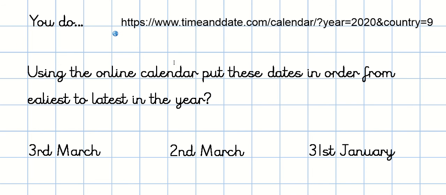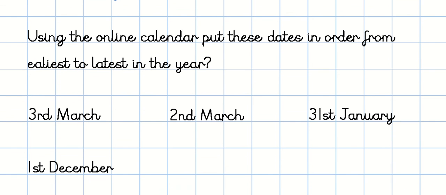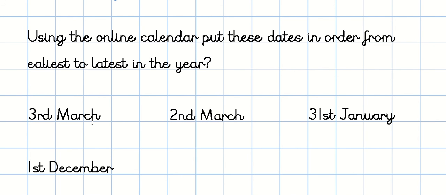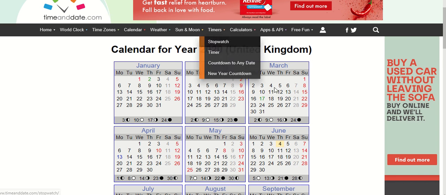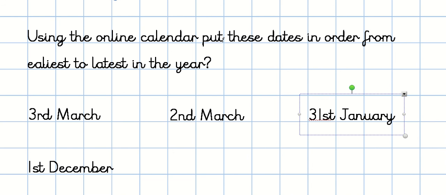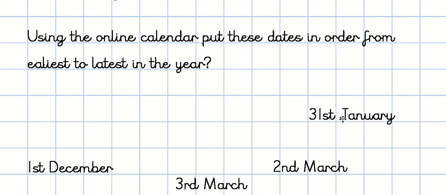Which date comes first? So what you're going to have to do is we have 4 dates here. And you're going to have to go onto your calendar, read these dates and think which month comes first. March, January or December. Well, looking at our calendar, we can see that the first month is January. So we know that actually January is going to be first. So we're going to move it and we're going to put that one as our first date.